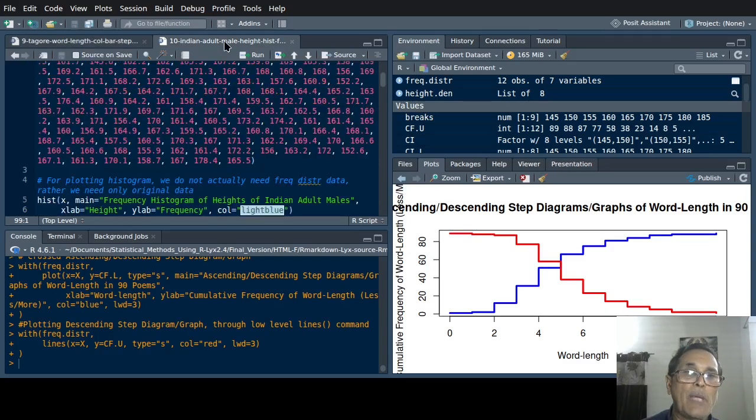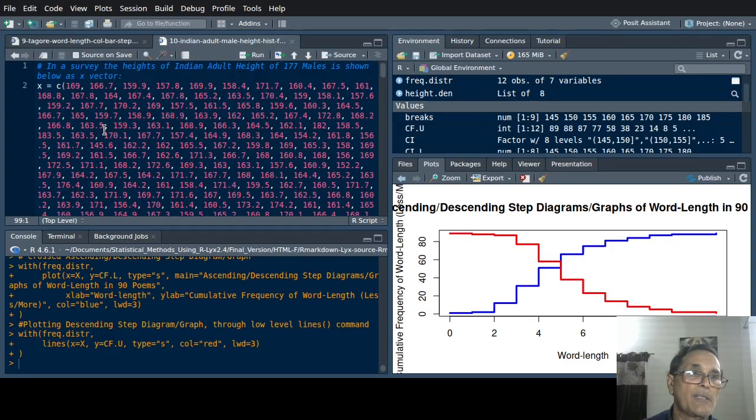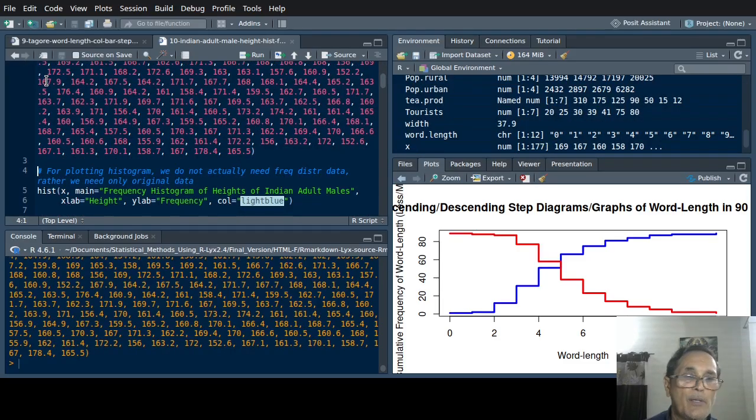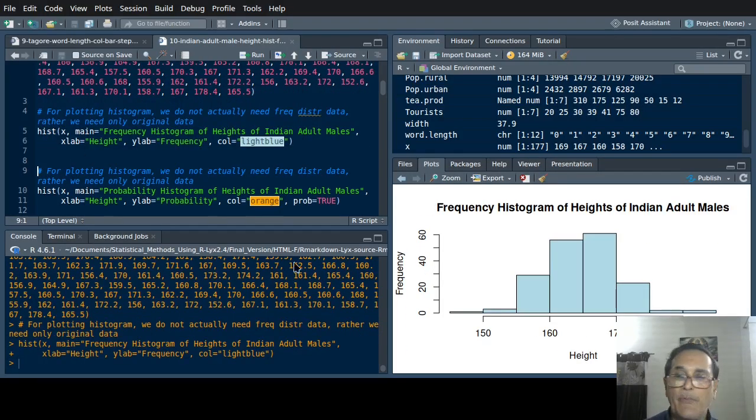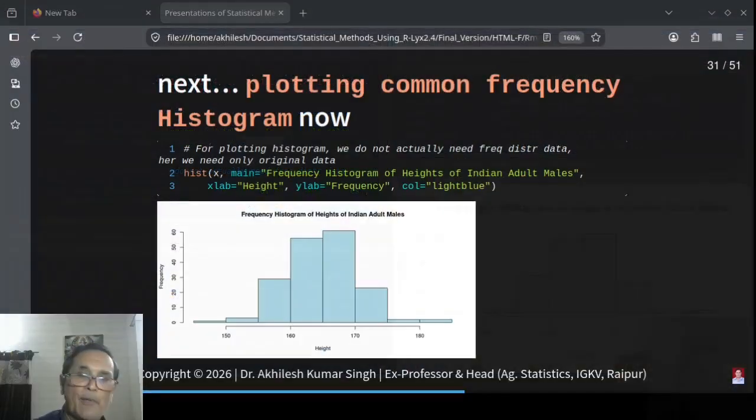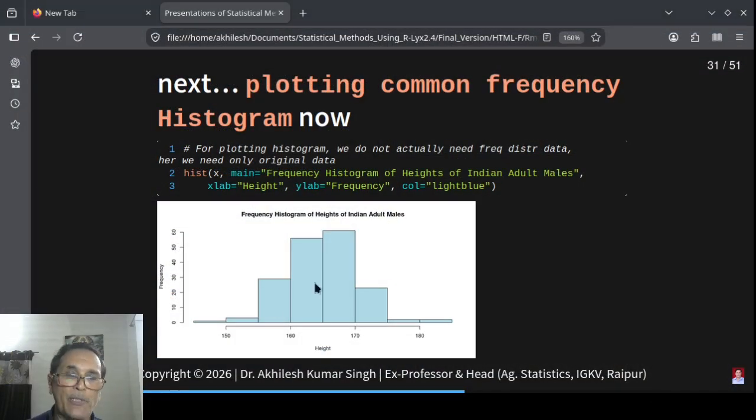Now coming back to this Indian adult height, if we press Ctrl+Enter, we get the data in memory, and then the hist function plots it. This is the code I was discussing. Now coming back to our presentation.